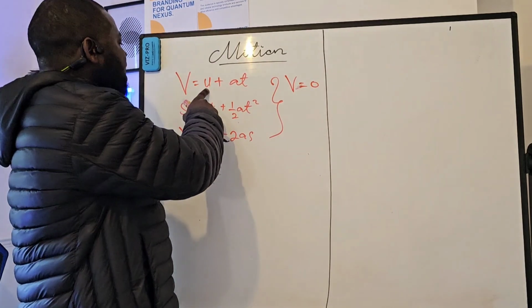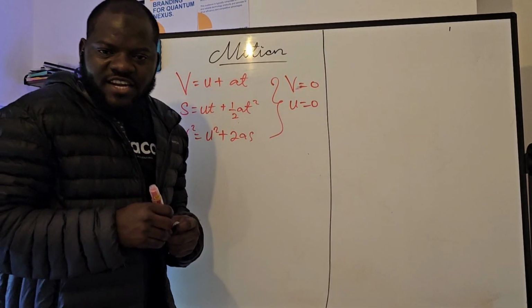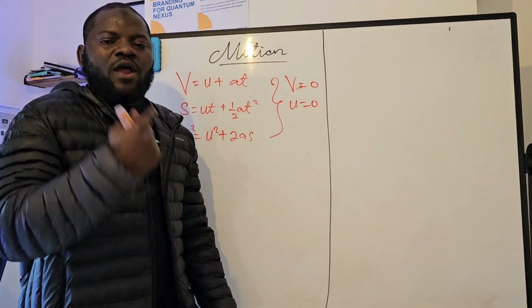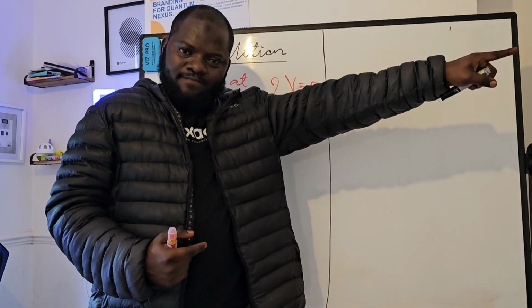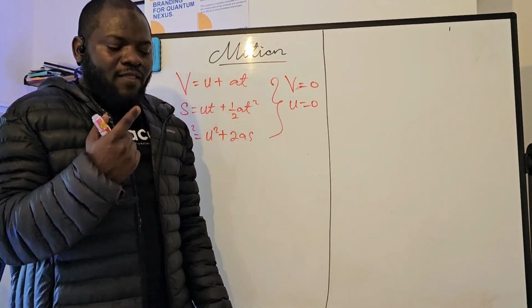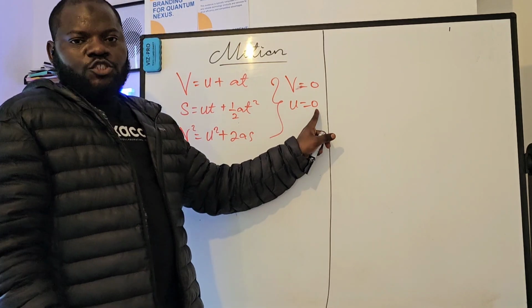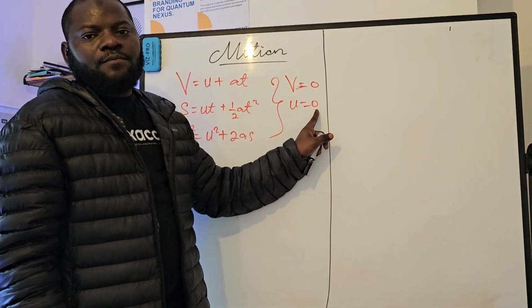So where can your U, which is initial velocity, be zero? Your initial velocity can be zero when a body starts from rest. When you hear that a body starts from rest, that means your initial velocity is what? Zero. What it simply means is that the body did not move until it was released. Do you understand where I'm coming from? Zero.